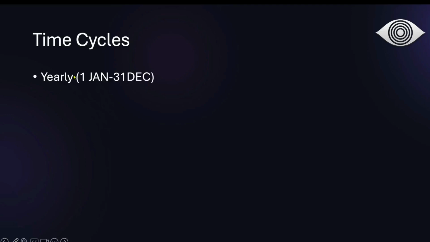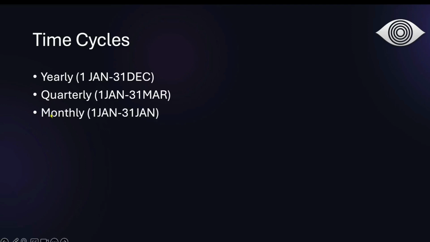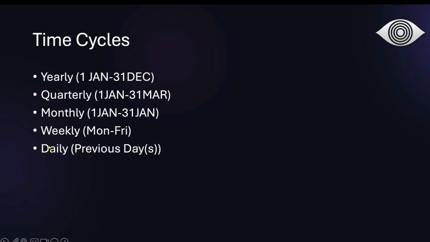First of all, we have a yearly cycle. This is from the 1st of January till the 31st of December. We then have quarterly cycles. These are from, for example, the 1st of January until the 31st of March. And from there on, all of the quarters are important time cycles. Monthly cycles, 1st of January till the 31st of January. Weekly cycles, from Monday to Friday. Daily, meaning previous days. For example, if it's now Wednesday, we look at Tuesday and Monday.